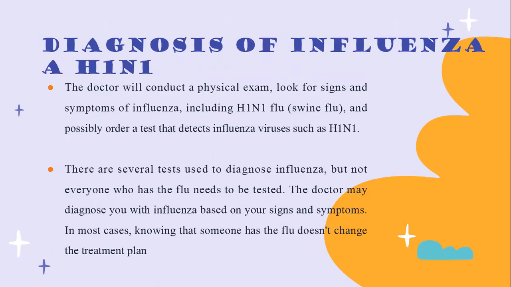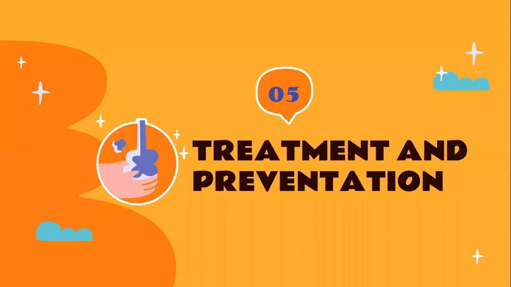So, the diagnosis. For the diagnosis of influenza A H1N1, the doctor will conduct a physical exam, look for signs and symptoms of influenza, including H1N1 flu, and possibly order a test that detects influenza viruses such as H1N1. There are several tests used to diagnose influenza, but not everyone who has the flu needs to be tested. The doctor may diagnose you with influenza based on your signs and symptoms. In most cases, knowing that someone has the flu doesn't change the treatment plan.